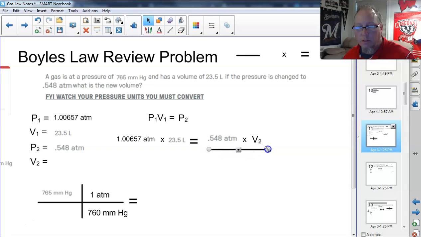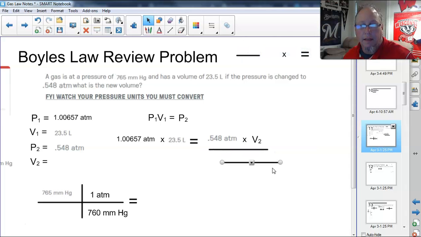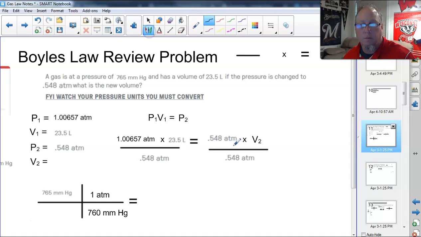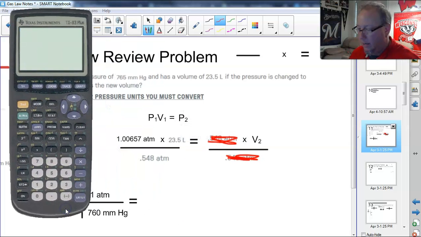So what I'm going to do is divide both sides by 0.548. I'm going to divide it on this side, and I'm going to divide the same thing on that side. This is just how algebra works out. The 0.548 here cancels the 0.548 here, so I now have V2 equals this. All I've got to do is punch that in on my handy dandy calculator and I should get an answer.